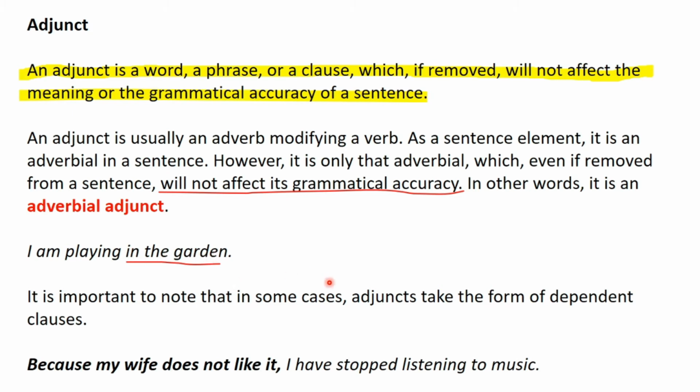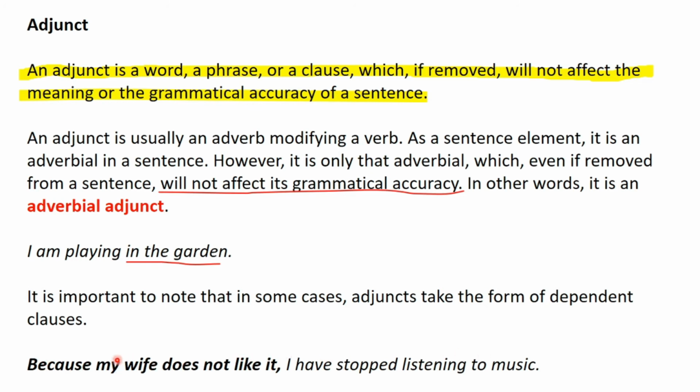Sometimes an entire dependent clause can serve as the adjunct of a sentence. Look at this example. Because my wife does not like it, I have stopped listening to music. This means that I have stopped listening to music because my wife does not like it. Now if I remove this entire dependent clause, see this subordinating conjunction because, and we have a comma here, because when the dependent clause comes first in this sentence, in a complex sentence, the punctuation rules require a comma to be placed in front of it. So we have a comma in front of the dependent clause here. Because my wife does not like it, I have stopped listening to music.